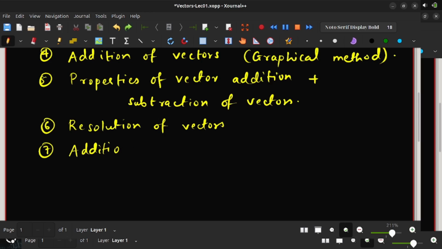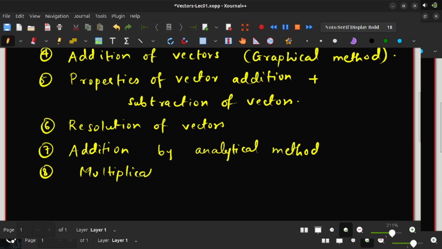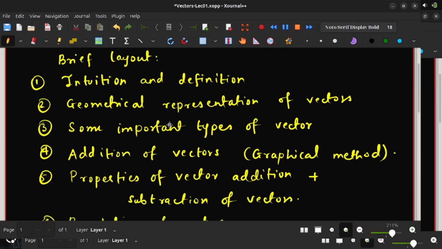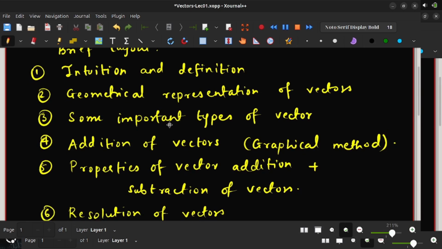Addition by analytical method. And the last thing is the multiplication of vectors. This is going to be the most important topic in the whole chapter. So yes, this is the brief layout of how I am going to proceed in the whole thing.